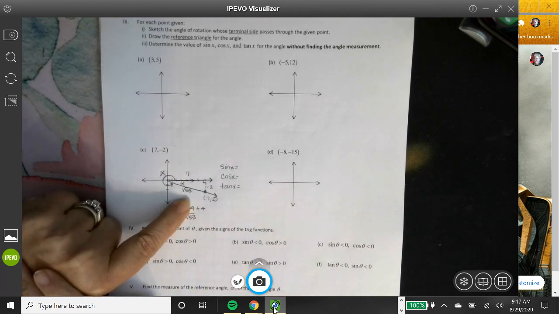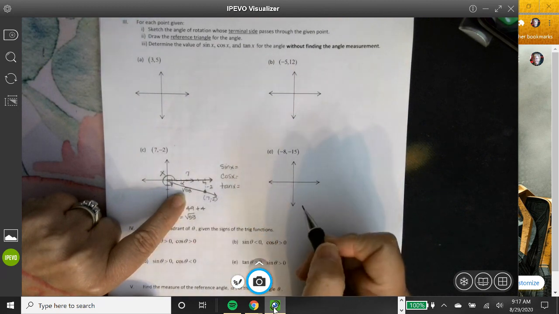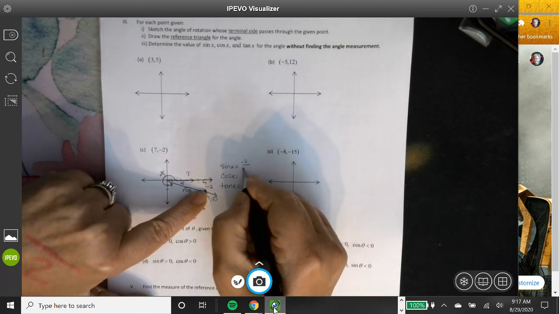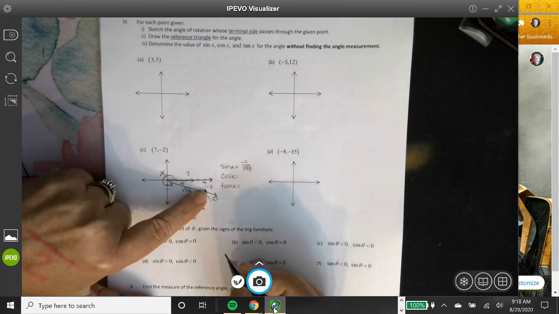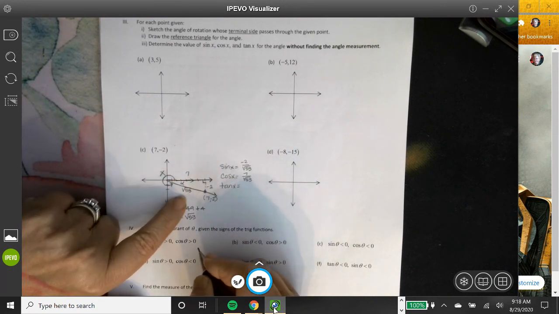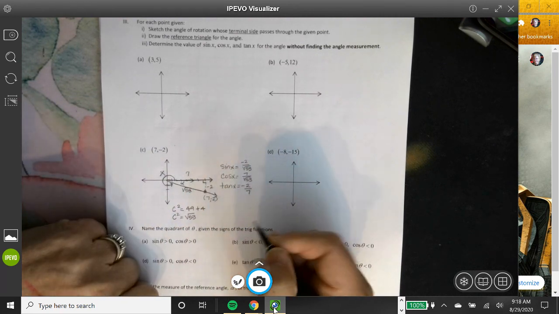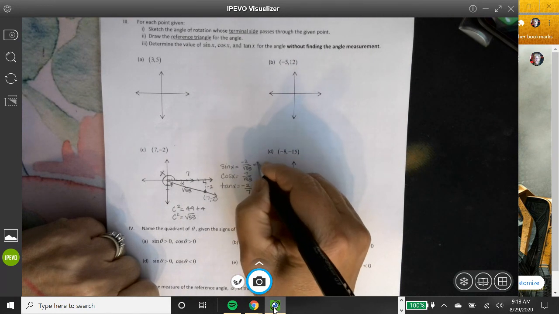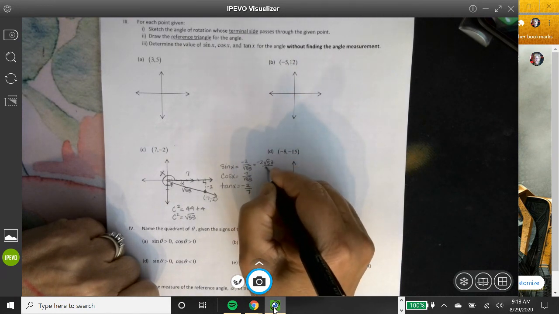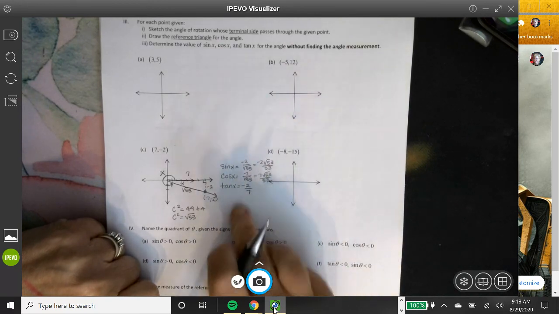Now I didn't go any direction on this hypotenuse, so our hypotenuse numbers are always positive. Okay, because that's just a length of a side. I didn't go any direction. Our path is determined by the x and the y. So the sine is going to be -2 over root 53. Our cosine is going to be 7 over root 53. And the tangent is going to be -2 over 7. Now I can rationalize these by saying -2 root 53 over 53, and this would be 7 root 53 over 53, and I don't have to do anything with this one here.